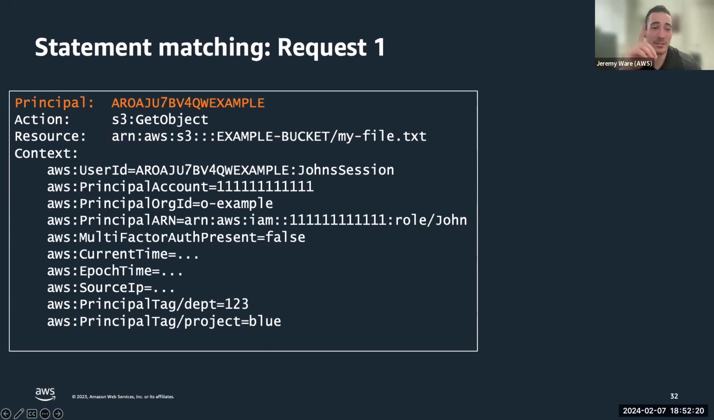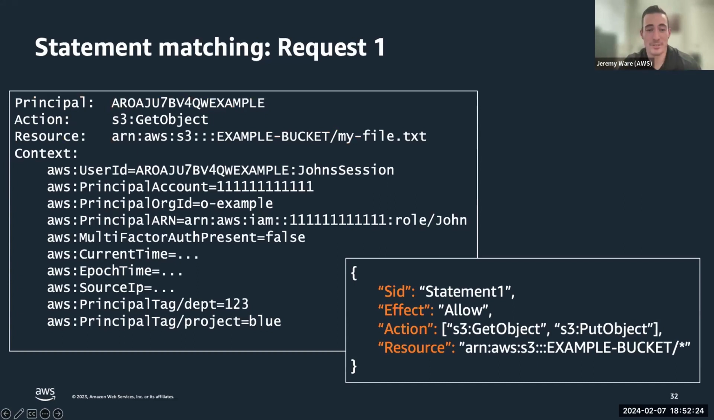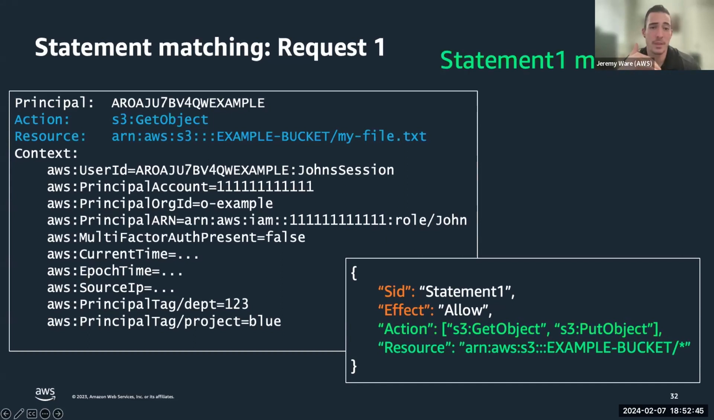We have our principal ID, which does match statement 1. The resource that we're targeting is in example bucket. And as you see, the resource in our statement 1 policy is a direct match. So now we know we have an allow for this action in this specific bucket on this file. But now we need to go through the rest of the statements to make sure that we don't have any denies.